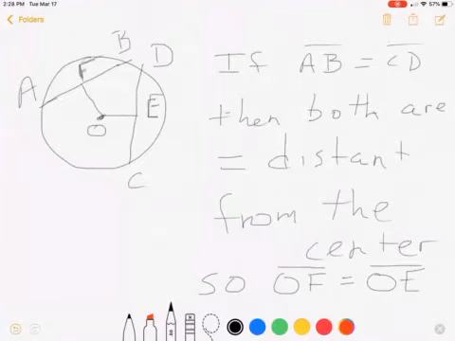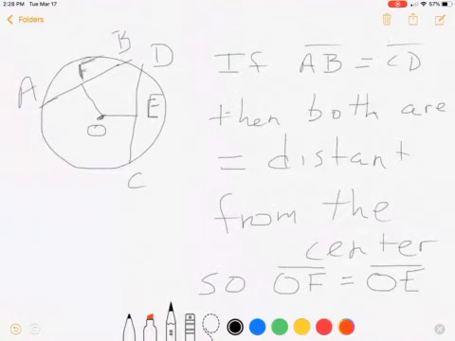It's circle O again. And I drew two chords. I drew the chords AB and CD. And let's imagine that these two chords are equal. So I started out with a statement here: if AB is equal to CD, then, according to this theorem, both of these chords have to be equally distant from the center. In other words, if two chords are equal, then from the center to each chord is equal distance.